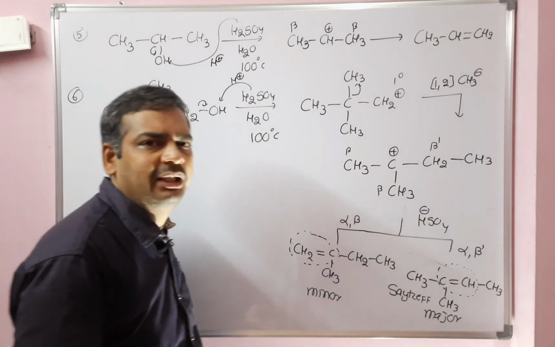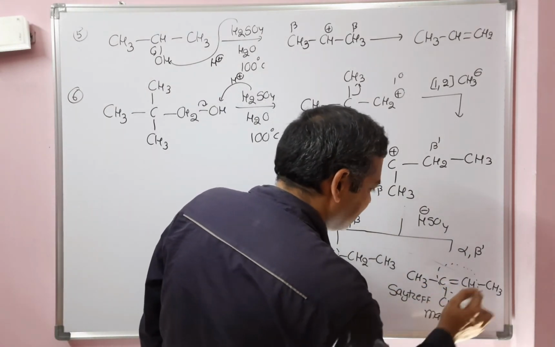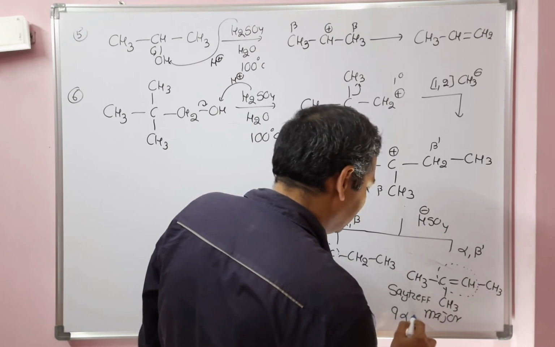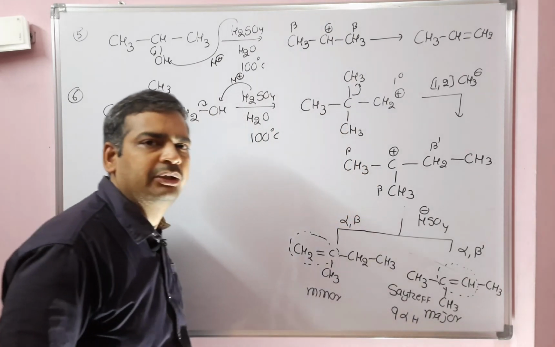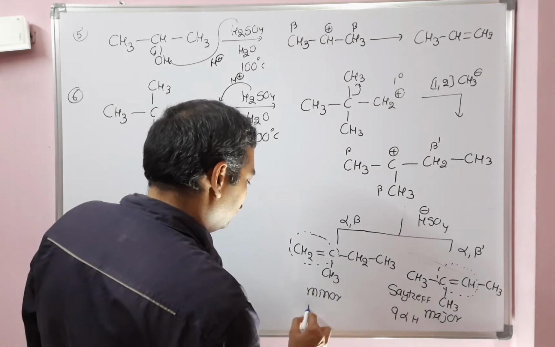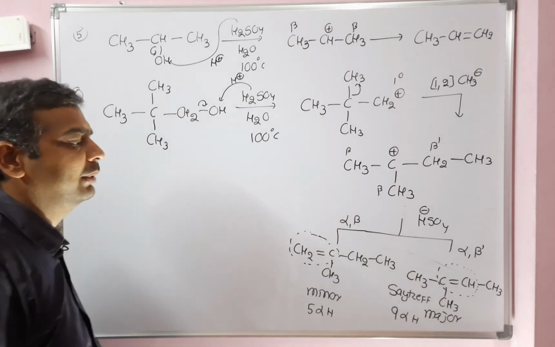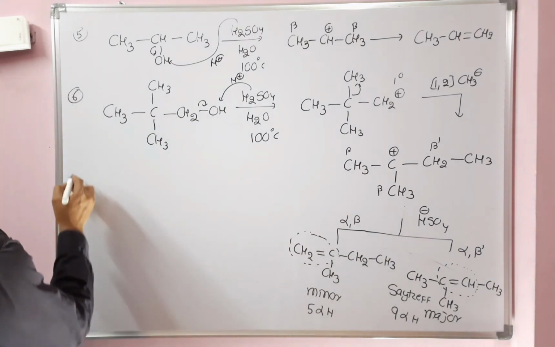Now we will count the alpha hydrogens with respect to the alkene. 3 plus 3 plus 3, 9 alpha hydrogens are there. That means 9 hyperconjugated structures are possible here. Whereas here 3 plus 2, only 5 hyperconjugated structures are possible. That's why it is less stable when compared to the Saytzeff product. Now next example.